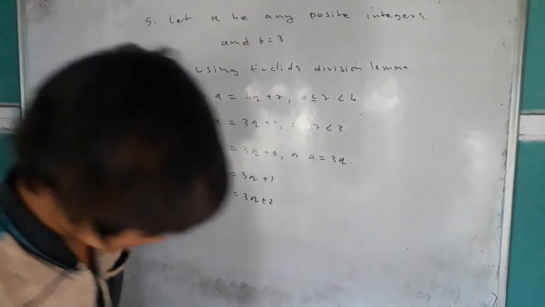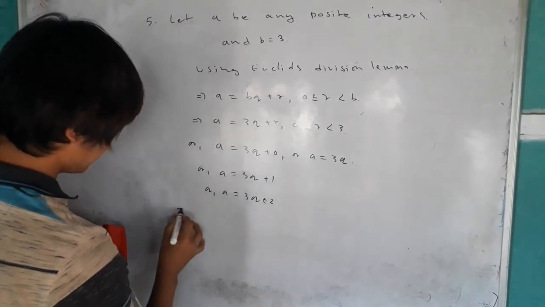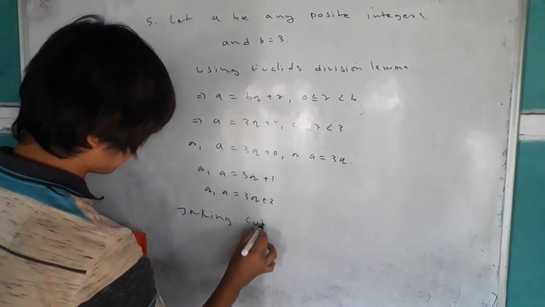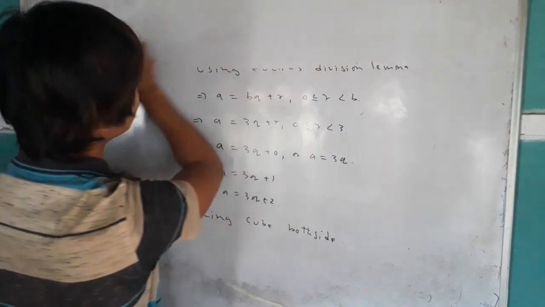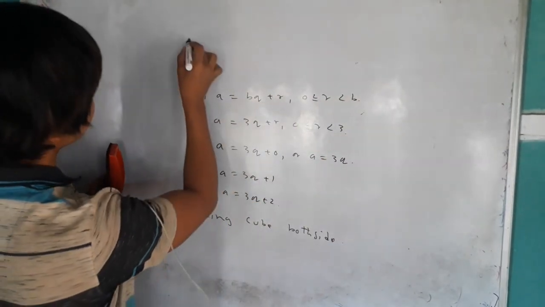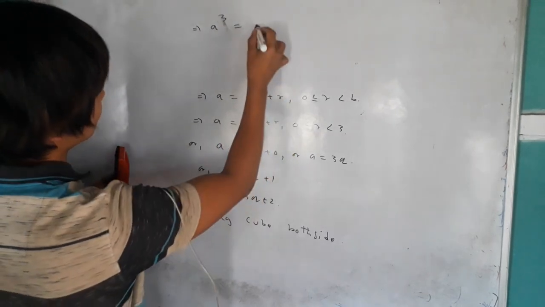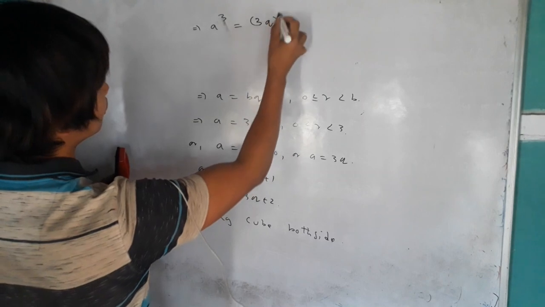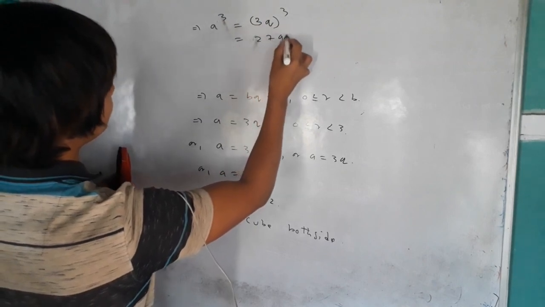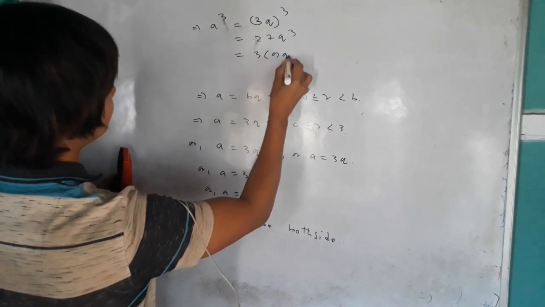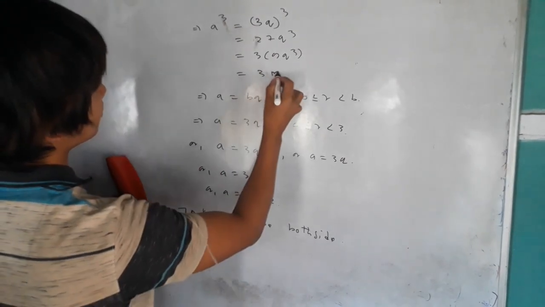So what the question is asking is to take the cube. Taking cube both sides, what will be the answer? For a equals to 3q, a cube equals to 3q whole cube, which will be 27q cube, or 3 into 9q cube. We'll say 3m, or 3m for some integer m.